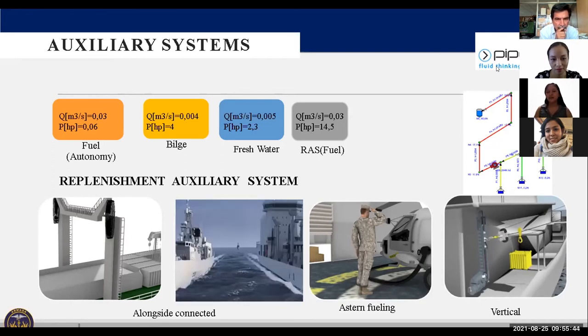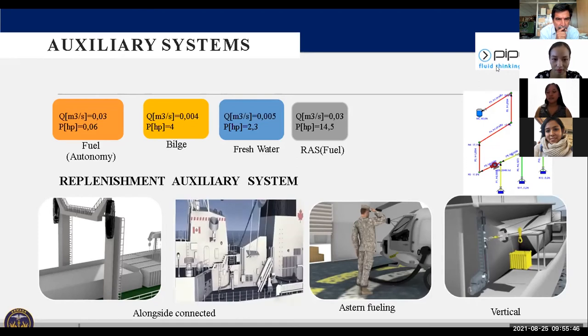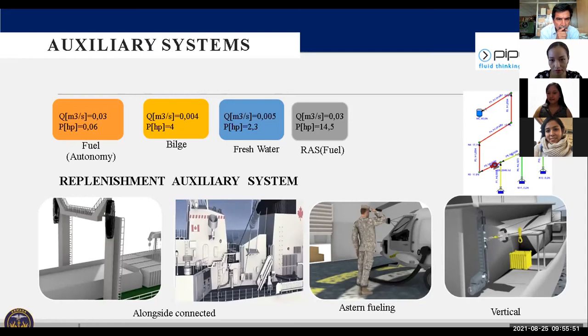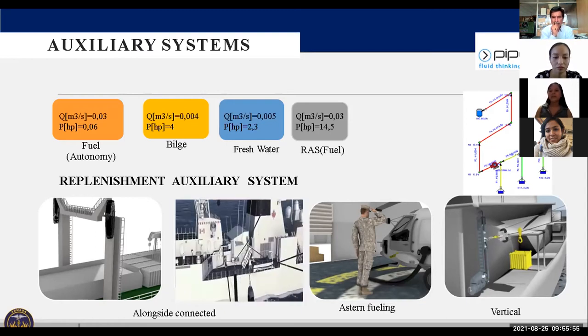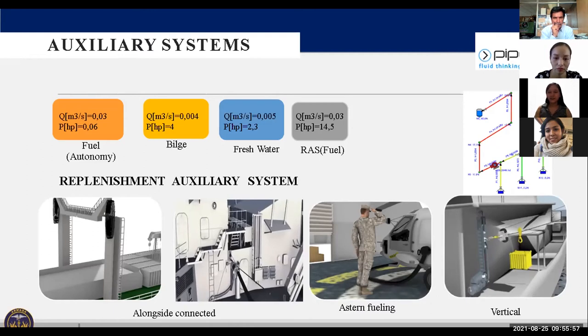In this case, we have the jet A-1. And finally, we have the vertical, which is the way of transferring dry cargo, emulsion or wet pumps.